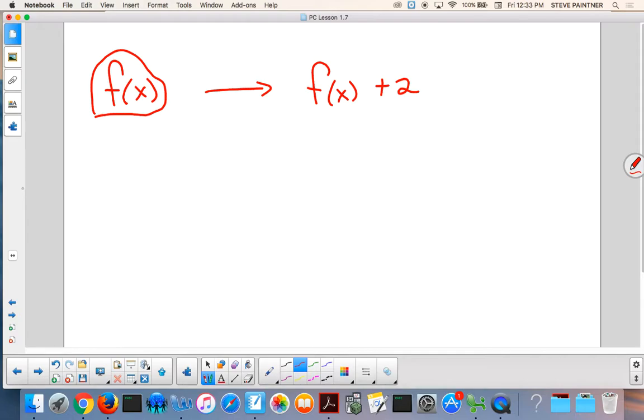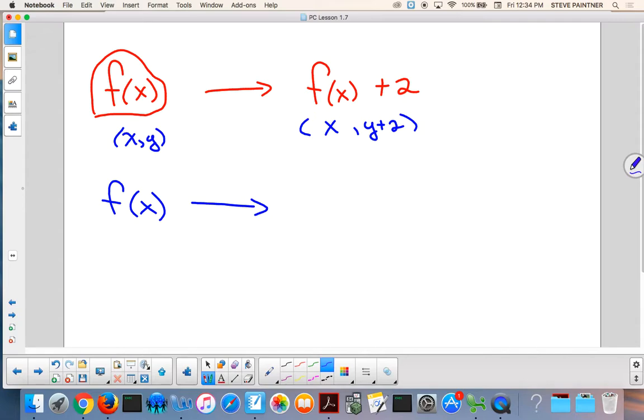So when I do this, you should be thinking, if my parent is x comma y, then my new function is x comma y plus 2, exactly. Does that make sense? And of course, if this was a minus, this would be a minus, right? Okay, let's do this one. If my parent function is f of x, and then I tell you to do f of x minus 4. Okay, that's a right 4, you're right.